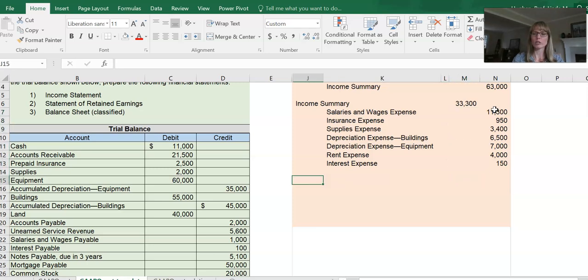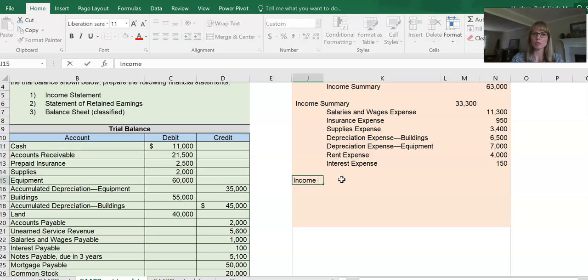Next, I'm going to transfer the balance that exists right now in the income summary account into retained earnings. So what is the balance in income summary? Well, we have a $63,000 credit booked here and a $33,300 debit booked here. So what is the net of that? Income summary currently has a credit balance of $29,700. Of course, that's equal to our net income when we prepared our income statement. And that carries a credit balance.